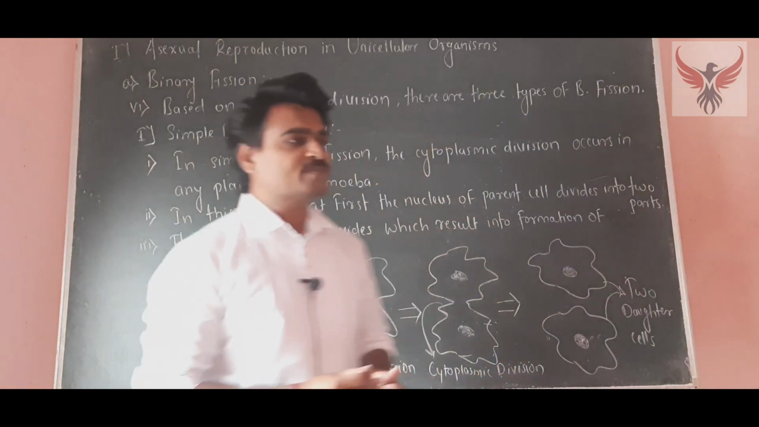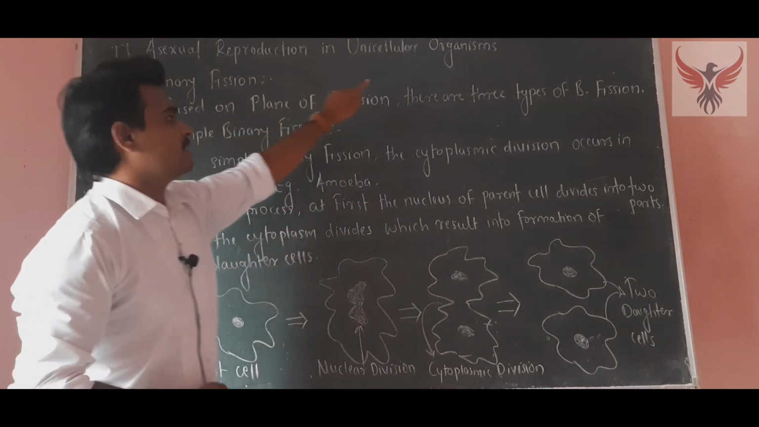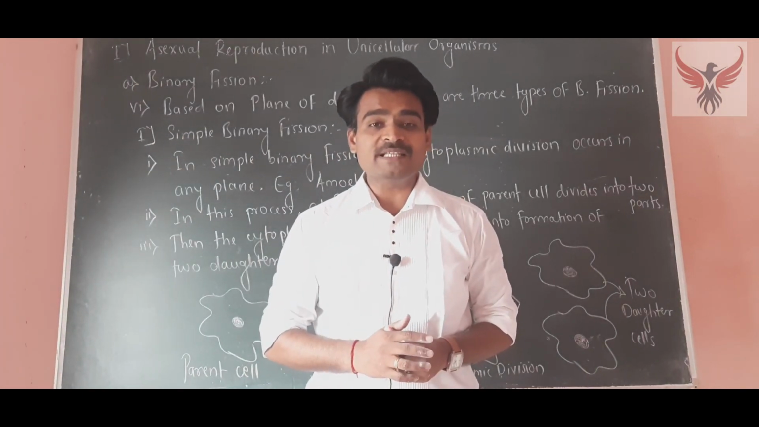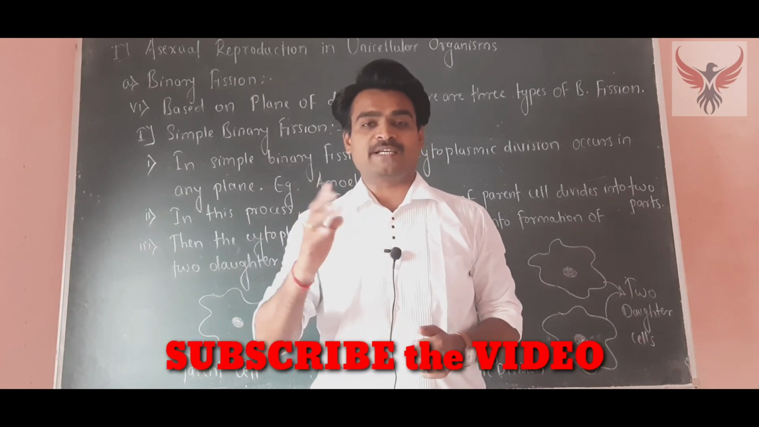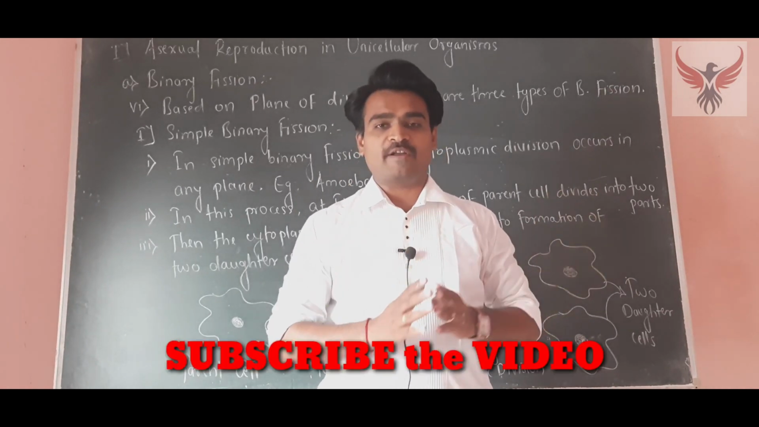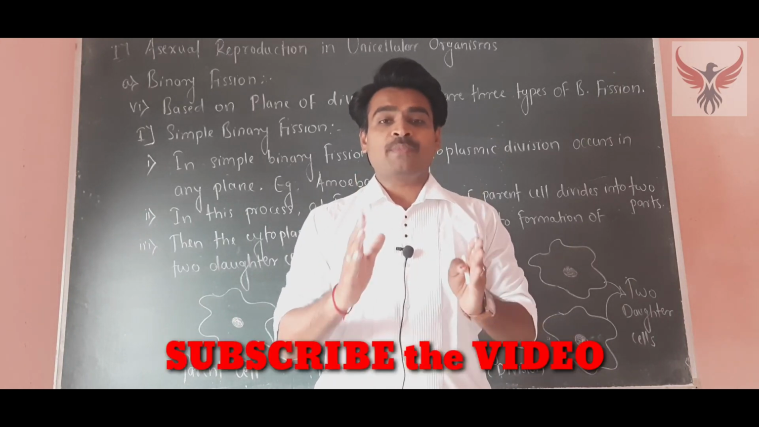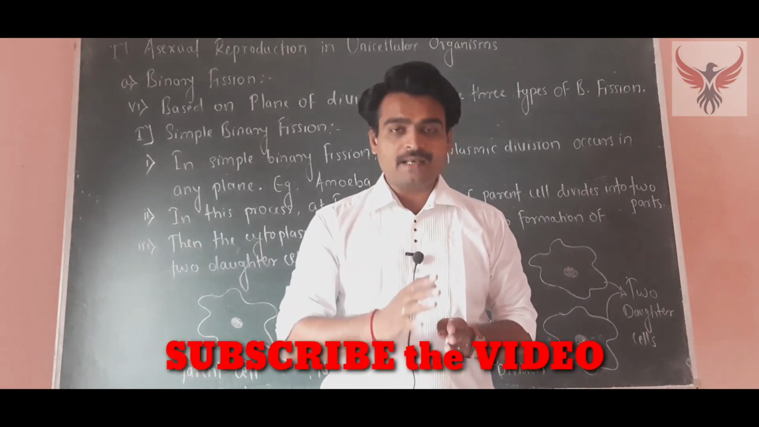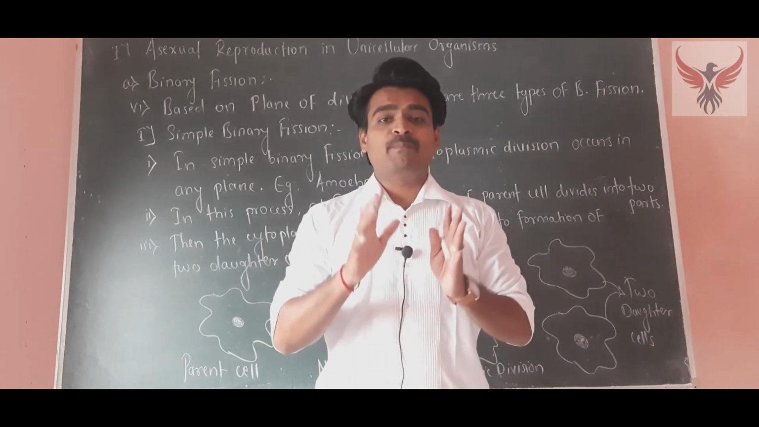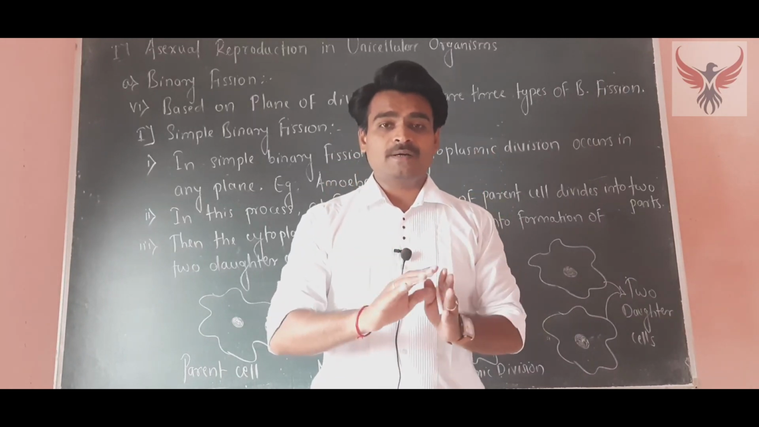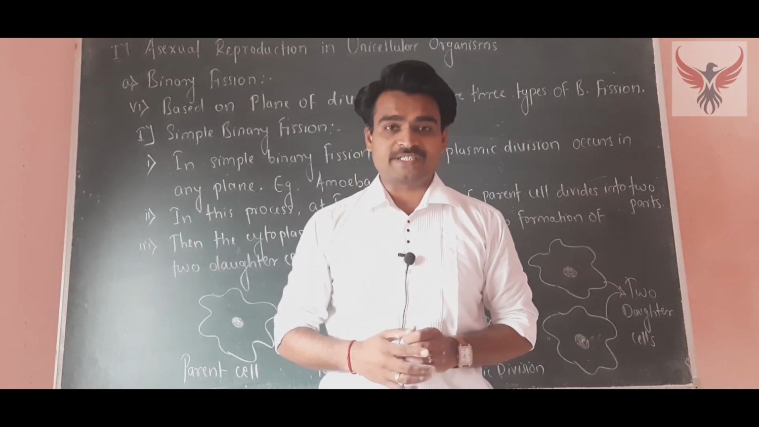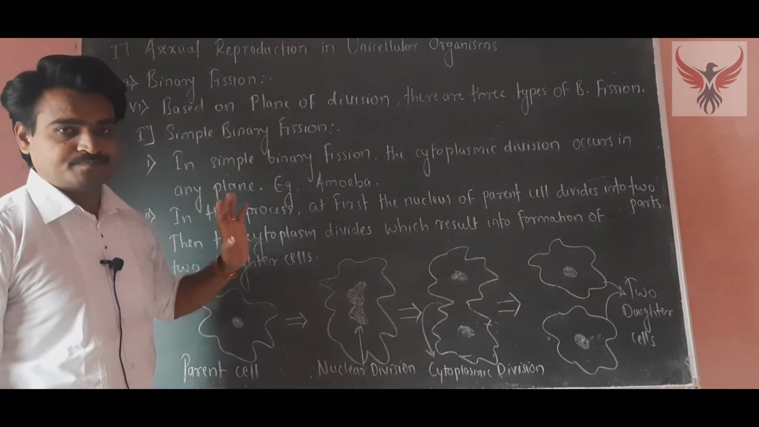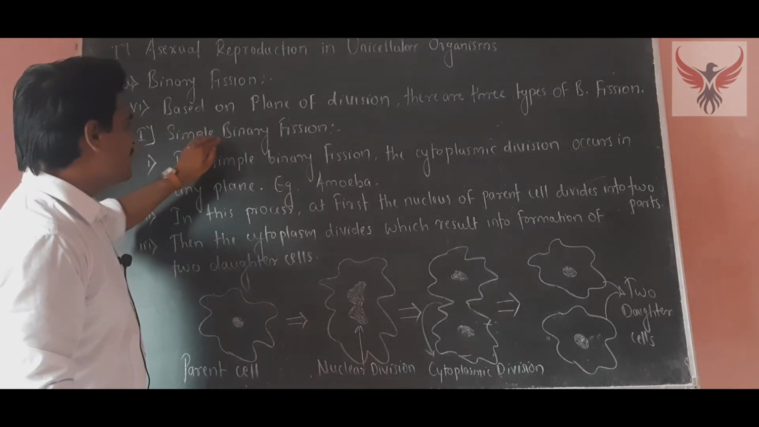Next, based on the plane of division, there are three different types of binary fission. The plane of division means the cytoplasmic plane of division. In different unicellular organisms, the cytoplasm undergoes division in different planes. It may be horizontal, it may be vertical, it may be any plane. So based on that cytoplasmic division, there are three types of binary fission. The first is simple binary fission.